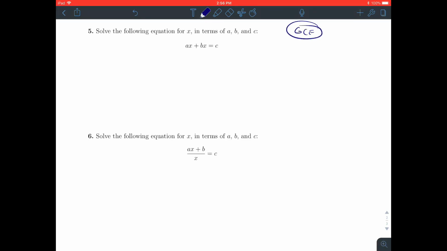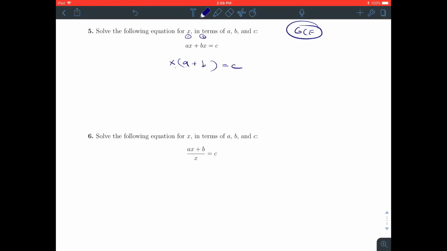Because these two terms share x in common, we can factor out that x, and that will leave us with, well, what times x gives us ax? X times a gives us ax. What times x gives us bx? X times b gives us bx.